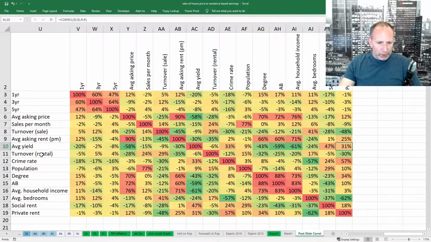Okay, rental turnover. The higher the price, the lower the turnover. That makes sense. People generally correlate crime with bad areas, but the reality is that it doesn't matter what area it is, whether it's, say, Fitzrovia, for example, which is in central London. This has some of the highest crime rates in the country and some of the highest house prices. Crime and area don't correlate.